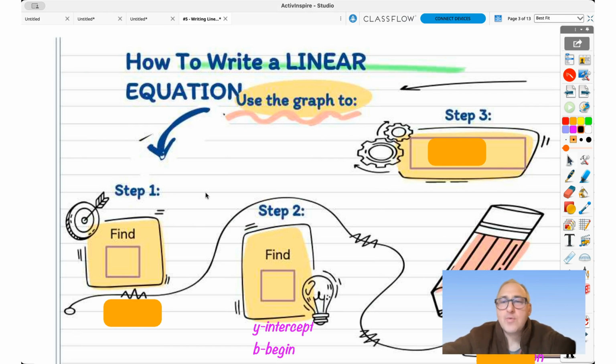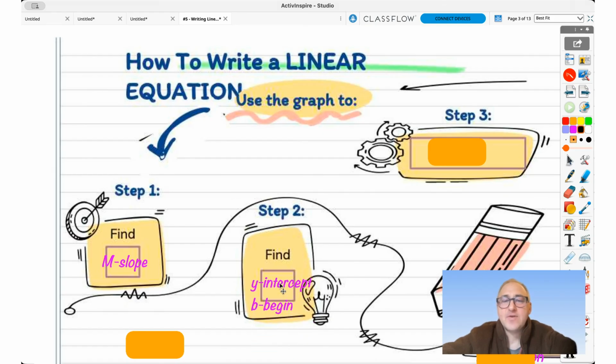So how do we write the linear equation? The first thing that you're going to do is find the slope, find the rise over run. Then you're going to find the y-intercept, or where it begins. And then after we do that, we're going to do a math word, substitute. We're going to substitute the m and the b into our equation. What equation is that? That's the y equals mx plus b equation.